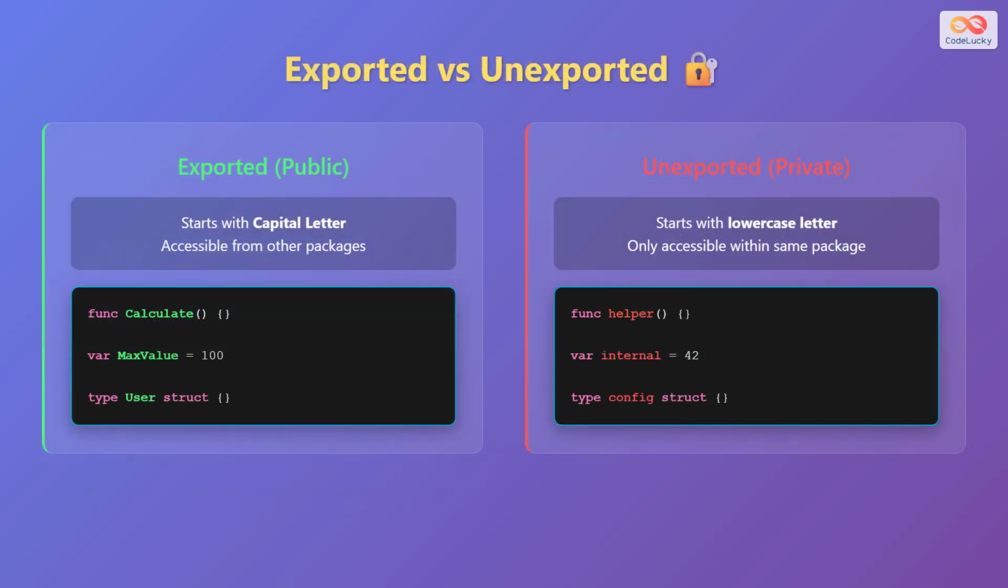Visibility is key when designing packages. In Go, whether a variable or function is accessible from outside the package depends on whether it's exported or unexported. Exported identifiers, which are public, begin with a capital letter. These can be accessed from other packages. On the other hand, unexported identifiers, which are private, begin with a lowercase letter. These are only accessible within the same package. For example, a function named Calculate would be exported, while a function named helper would be unexported.